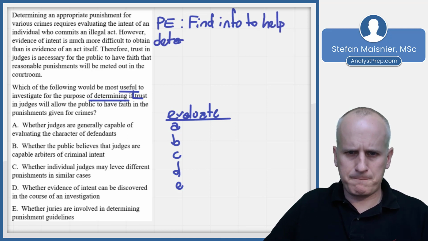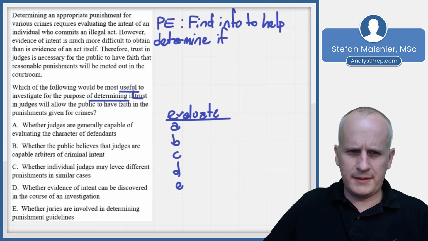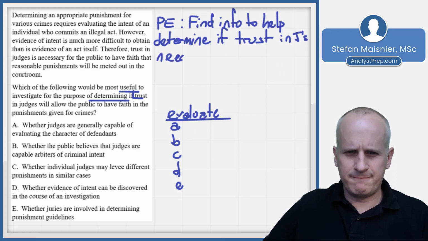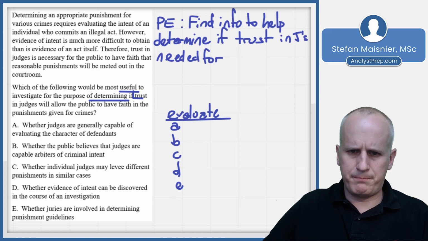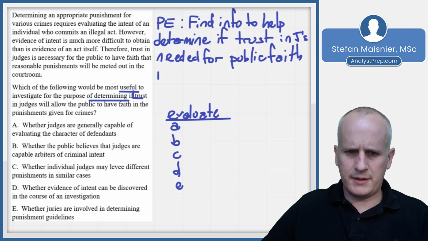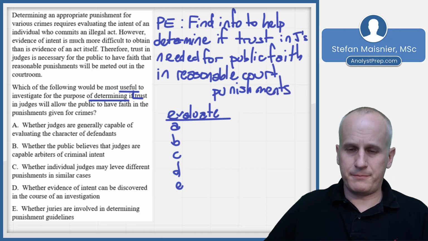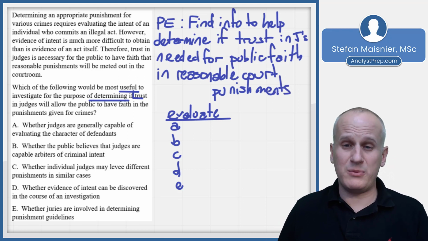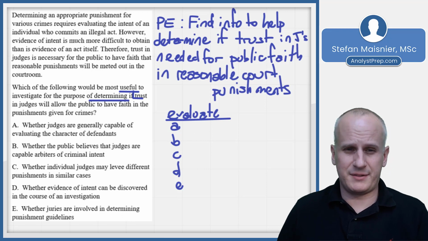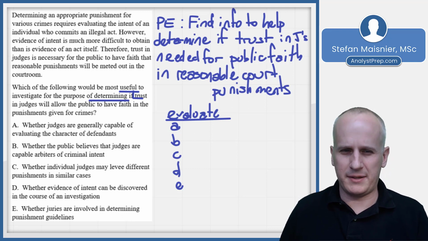determine if trust in judges is needed for public faith in reasonable court punishments. Relatively straightforward prediction, not going too deep into the specifics of the type of evidence because it's not all that clear, maybe, in this one.